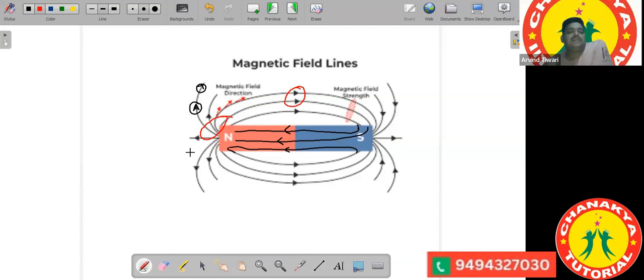So regarding the relative closeness of the field lines, near the poles you will find that the field lines are very close to each other. But away from the poles, you will find that the field lines are far apart. If you draw over here, you will still find fewer field lines. There are still fewer field lines at this point.